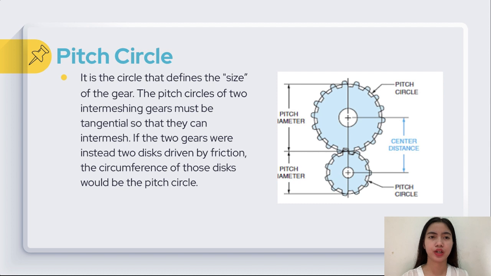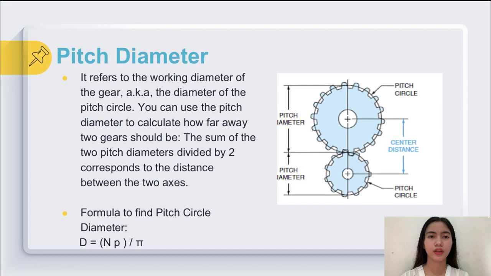Next is the pitch circle, the circle that defines the size of the gear. The pitch circles of two intermeshing gears must be tangential so that they can intermesh. The pitch diameter refers to the working diameter of the gear, aka the diameter of the pitch circle. You can use the pitch diameter to calculate how far away two gears should be.